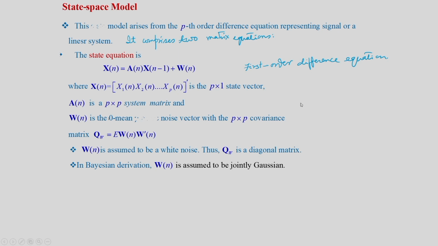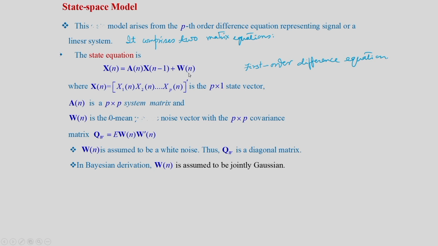Now, here xn is the state vector comprising p state variables x1n, x2n up to xpn. So, this is the state vector, and since a p dimensional state vector is there, An will be a p by p system matrix or state matrix. Wn is a zero mean noise vector with the p by p covariance matrix, that is Qw is equal to E of wn into wn transpose.